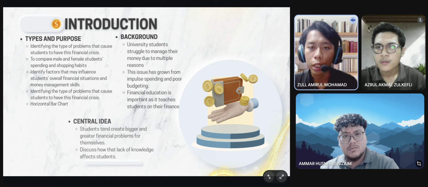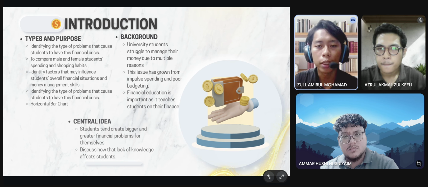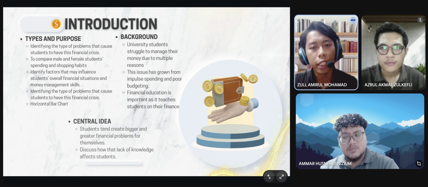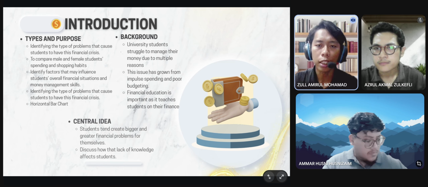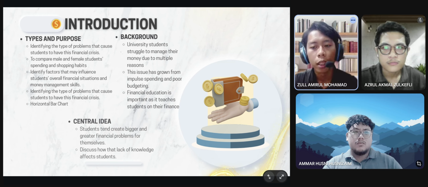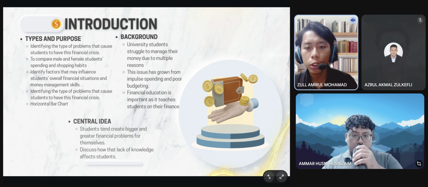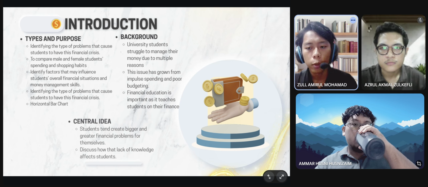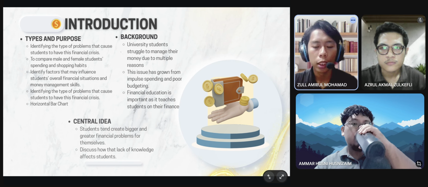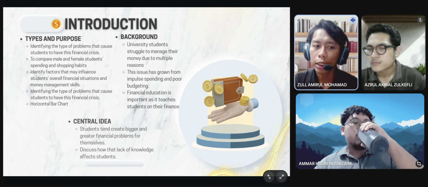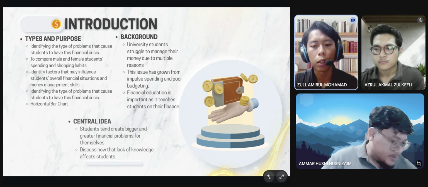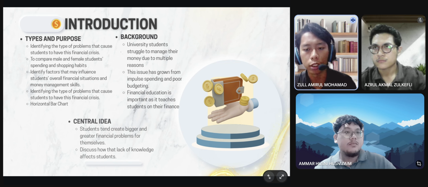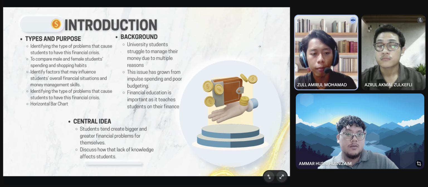From this, we know that nowadays there are many university students that tend to create bigger and greater financial problems for themselves, especially since these days they are growing up. Additionally, most of them also lack the knowledge essential for financial management, which further leads to these bigger problems. That is why today, in this presentation, our central ideas focus on the discussion and expanding on how that lack of knowledge can affect the students. Next slide.